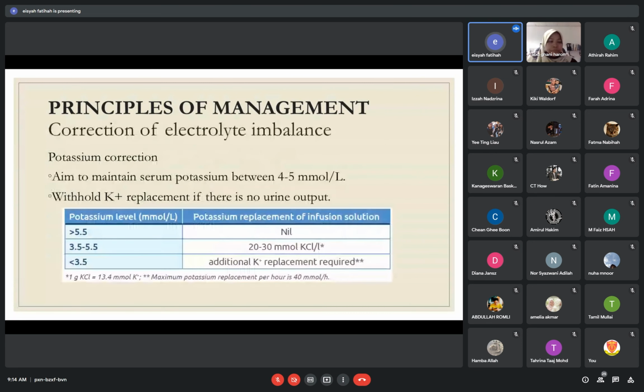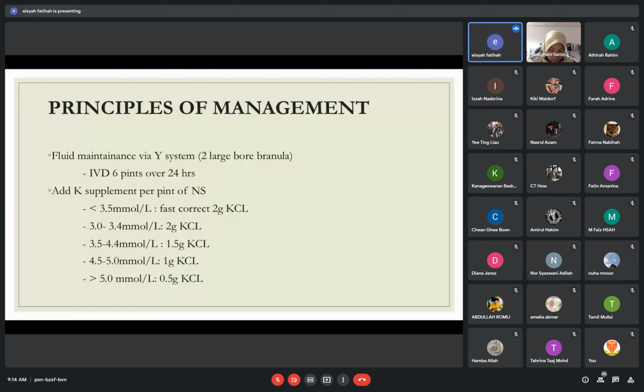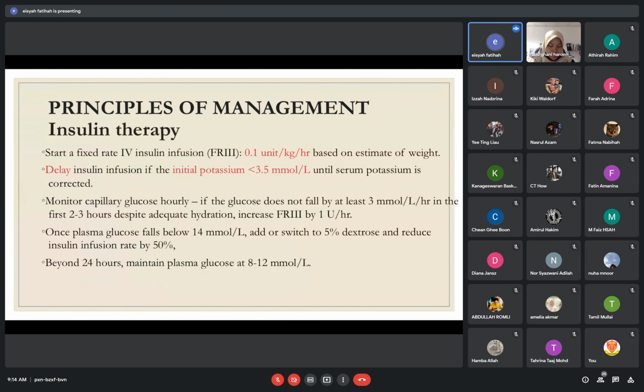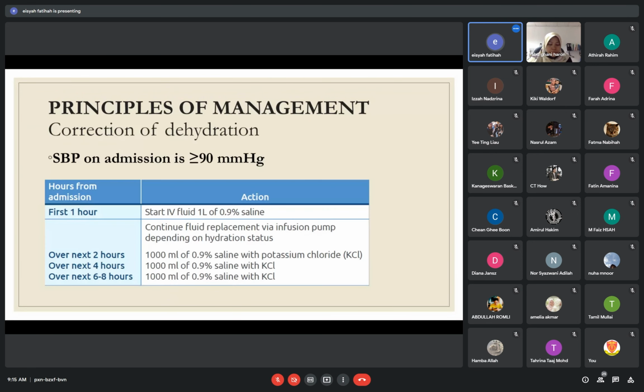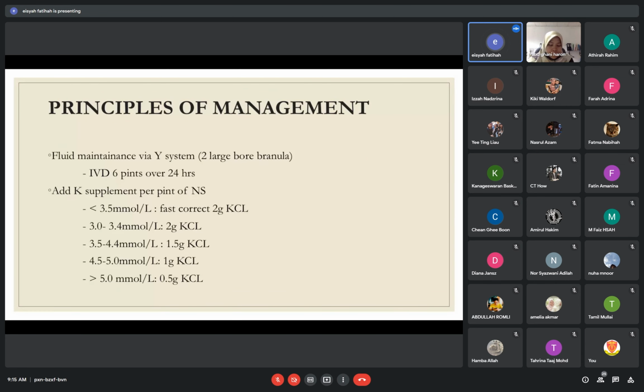Okay, so just now we stopped at potassium correction. One other important aspect is fluid maintenance for patients in DKA. So apart from the DKA regime, we also need to give fluid maintenance via Y system. Y system means when a DKA patient arrives, we need to insert 2 large bore branulas, one for the DKA regime and one for maintenance. So usually we give 6 pints normal saline over 24 hours, but the fluid may change according to the DXT level of the patient.